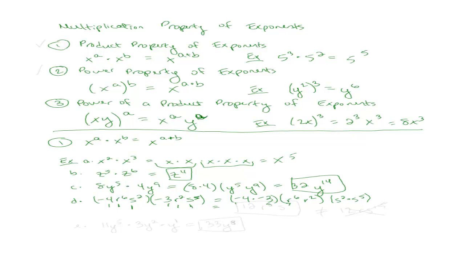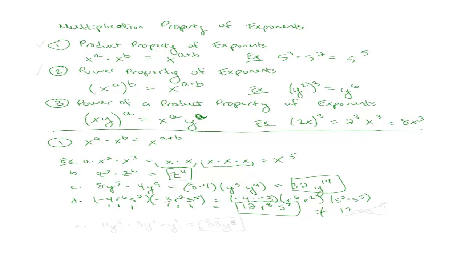Okay, now let's just simplify this. So negative 4 times negative 3. Positive 12. Yeah. r to the 6th times r squared, right, because I just add up the exponents. And s squared times s to the 5th. s to the 7th. And this would be my final answer right there.